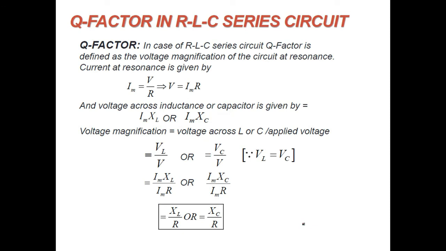Then the quality factor of the RLC circuit. How do we find the quality factor of the RLC circuit? Before seeing the actual expression, we must know the meaning of quality factor, or Q factor. It is generally called the Q factor. In the RLC series circuit, the Q factor is defined as the voltage magnification of the circuit at resonance, and the current at resonance is given by I_m.